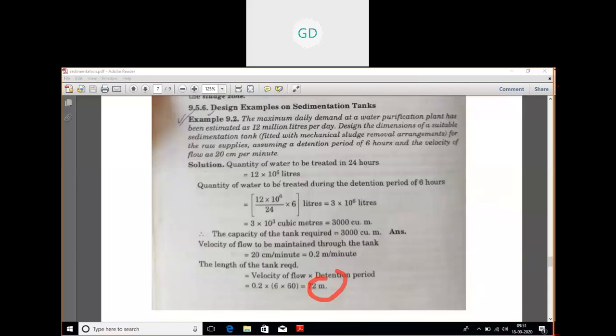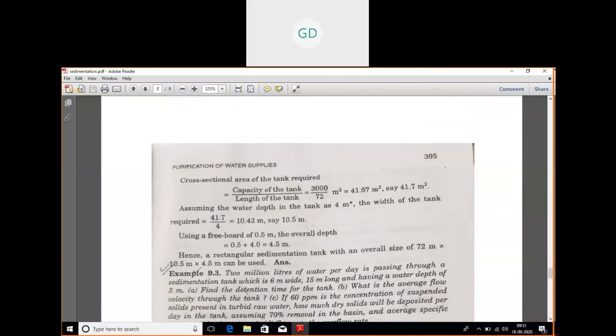Okay, so after getting the length, now we need to find the depth and the width also. For finding the width of the tank, you need the cross sectional area. First you need to find the cross sectional area.